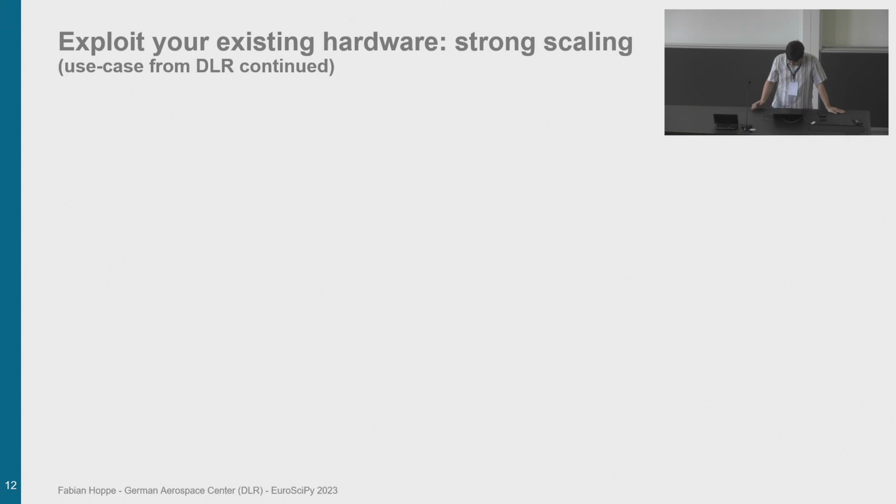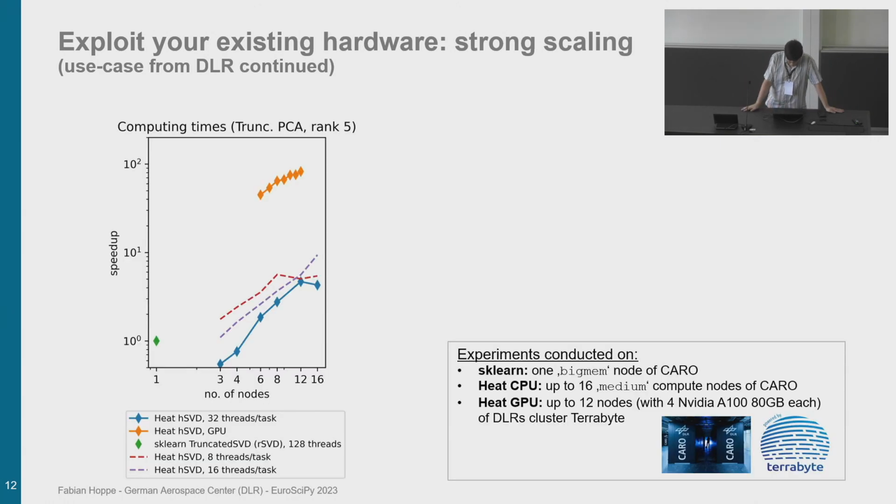So let me continue this. What does strong scaling mean? Strong scaling means you fix the problem you want to solve, in this case doing the PCA, and then you increase your computational resources, and of course you hope that the computing time decreases in the same way as you increase your computational resources. And what can you see?